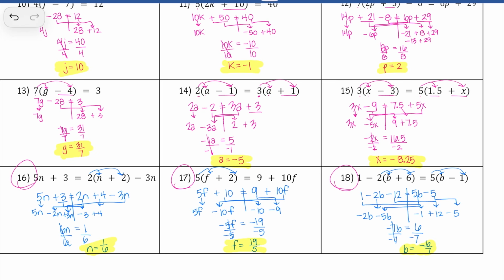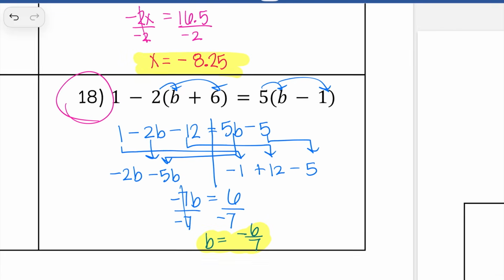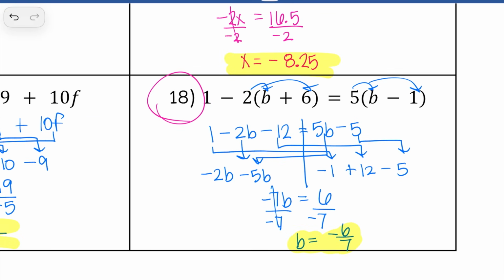Okay, so these were all a little tricky. Notice that none of them came out as perfect integers, and again, that's okay. We want to make sure that you understand the steps. I do want to just point out on problem 18, notice that right here is where a lot of people make a mistake. So that 1 comes straight down.